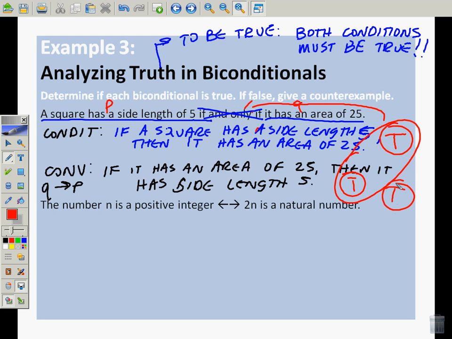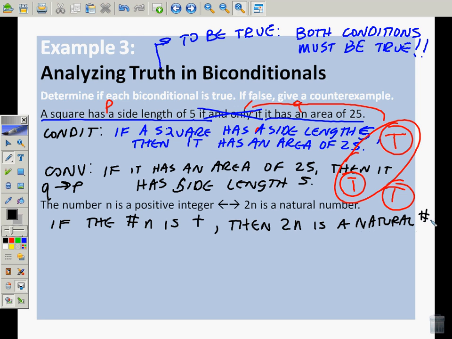So if the number n is positive, then 2n is a natural number. And the converse would be if 2n is a natural number, then n is positive. Well, let's analyze the truth behind this.